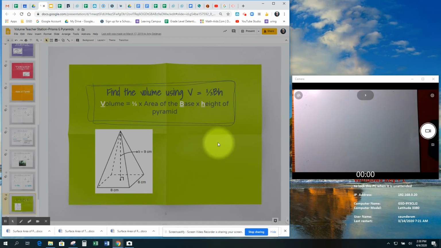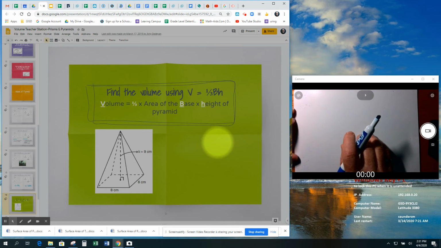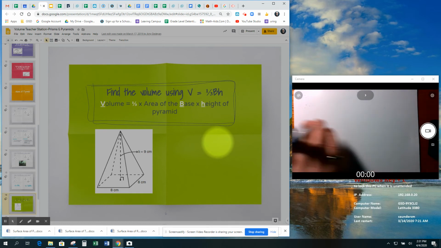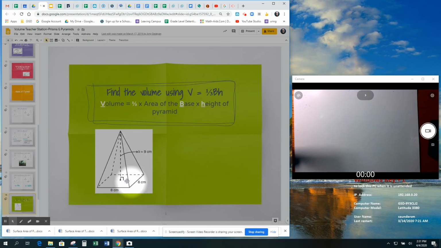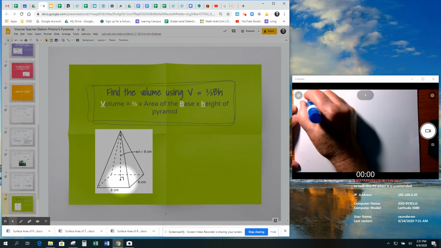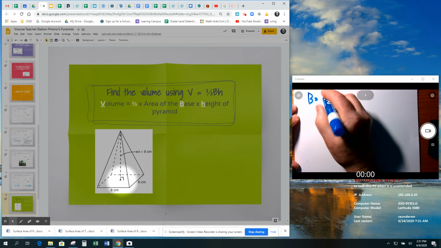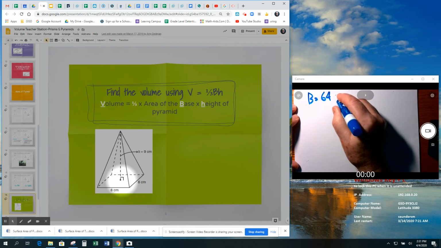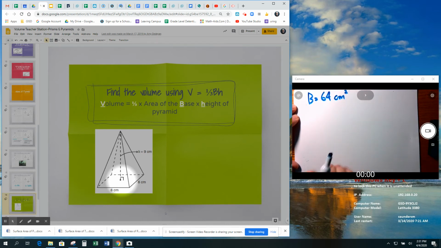Okay, so let's calculate one. Find the volume using V equals 1/3 base times height, big B times height. What kind of base is on this pyramid? It's a square, 8 centimeters on each side. So the area of the base, big B, is 8 times 8, which is 64. And that is centimeters squared. Remember, area is always square units.